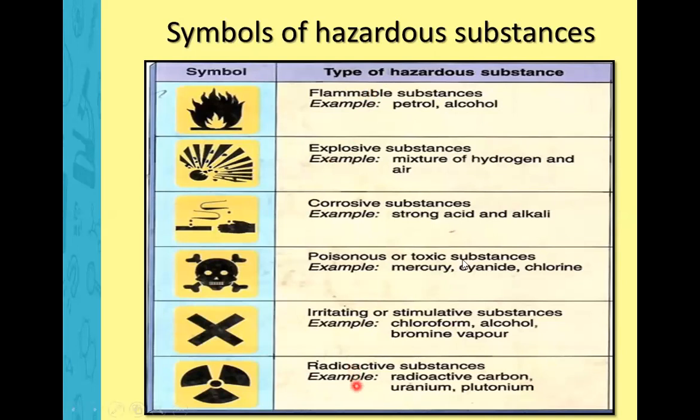Radioactive substances are the substances which emit a high amount of energy, which are very dangerous for living things, like atomic bombing. In the atomic bombing, the substances that are used are radioactive substances, like radioactive carbon, uranium, plutonium. These substances are present in the deadly atomic or nuclear weapons. They emit large amounts of deadly energies, which are very harmful for our body.